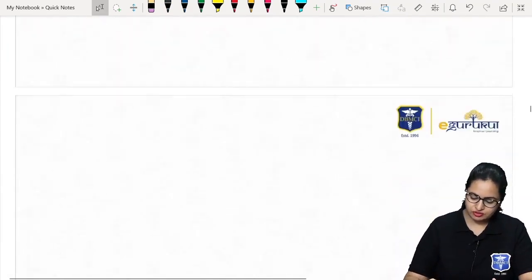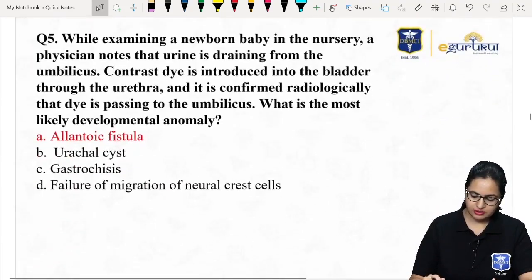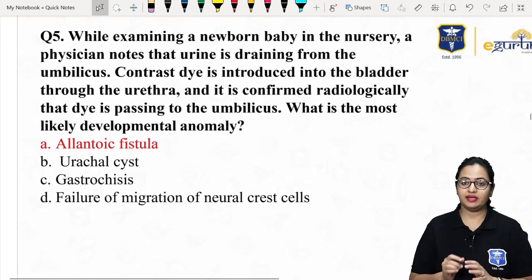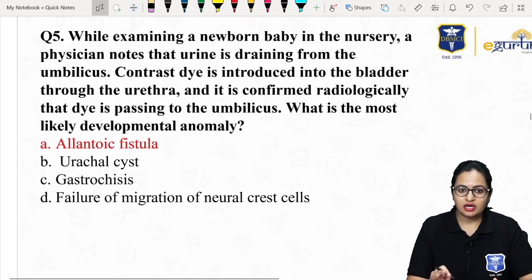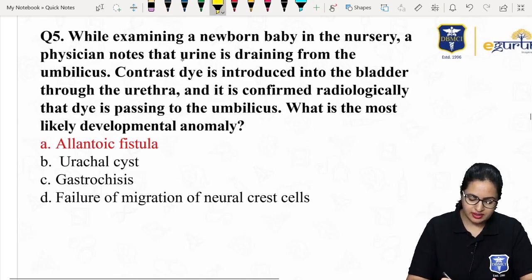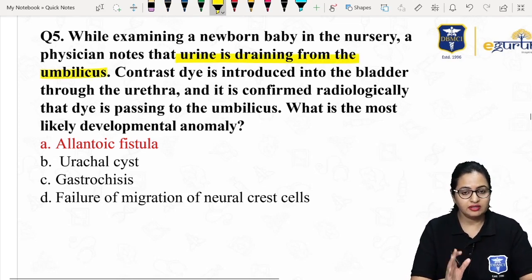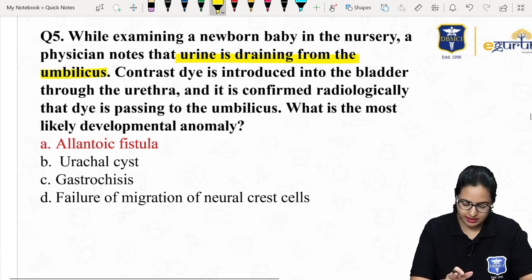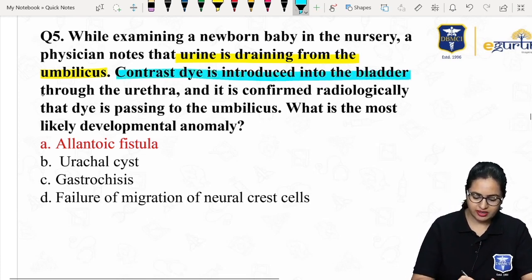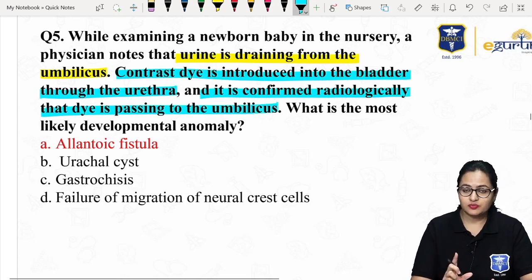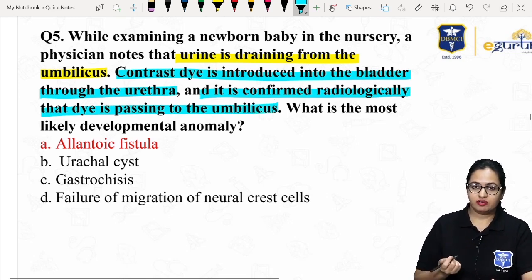Now coming to the next question. Okay, now let us see this question. It says, while examining a newborn baby in the nursery, a physician notes that the urine is draining from the umbilicus. Now it is a very important finding. The contrast dye is introduced into the bladder through the urethra and it is confirmed radiologically that the dye is passing to the umbilicus. Now what can be the likely developmental anomaly?